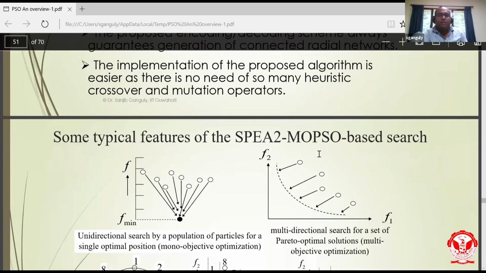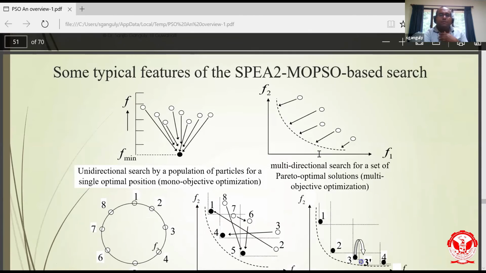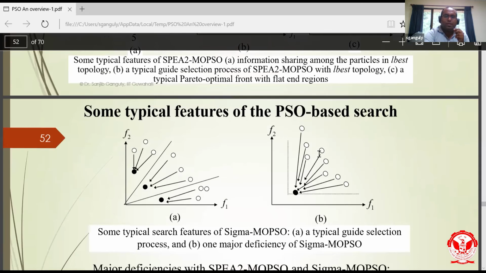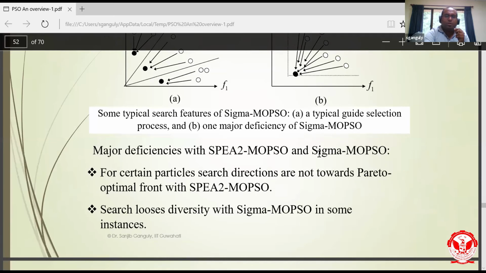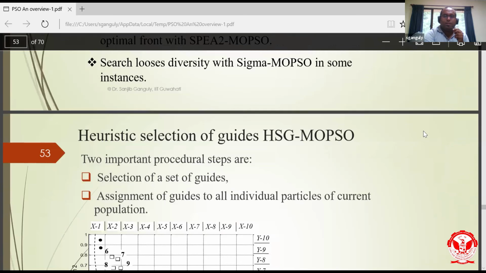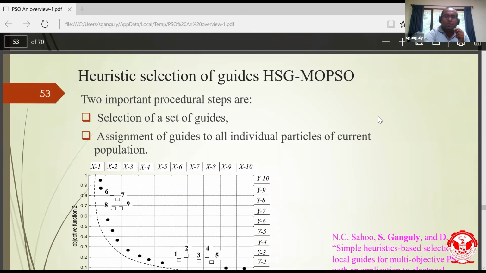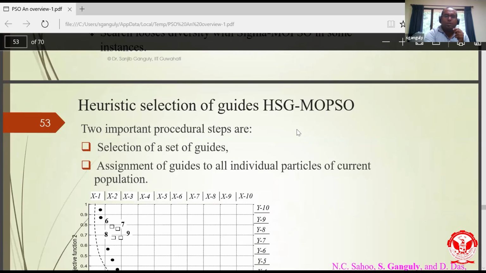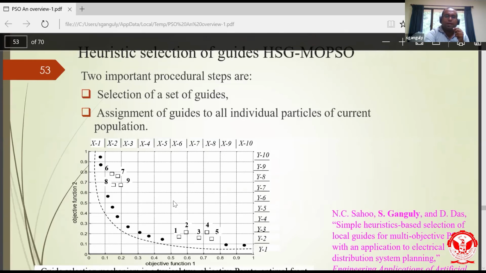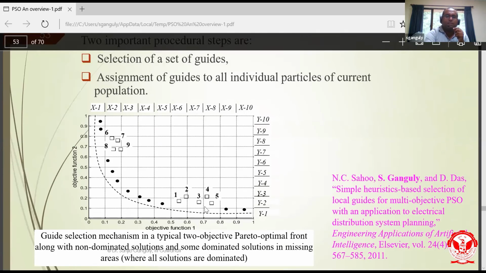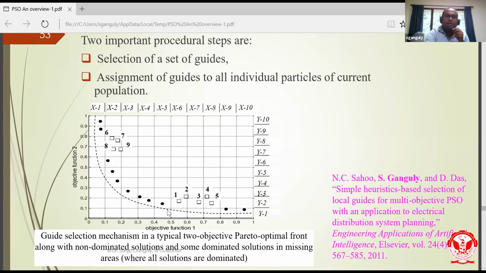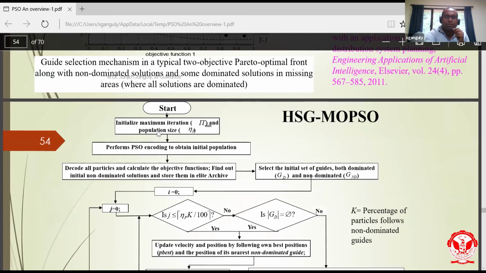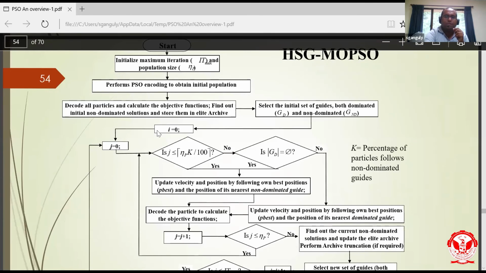There are some features of MOPSO based search, but I am not going to go into detail on it. What I would show you is that I proposed one algorithm, called heuristic based guide selection for MOPSO, which also selects some of the guides from the least populated area. This is the algorithm that I proposed in one of the papers.